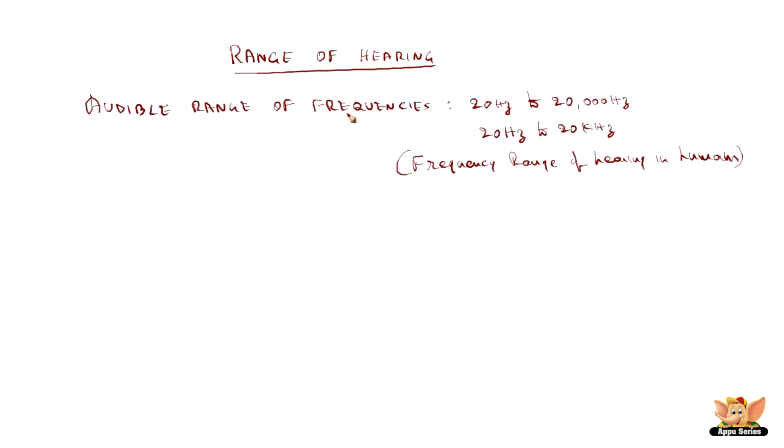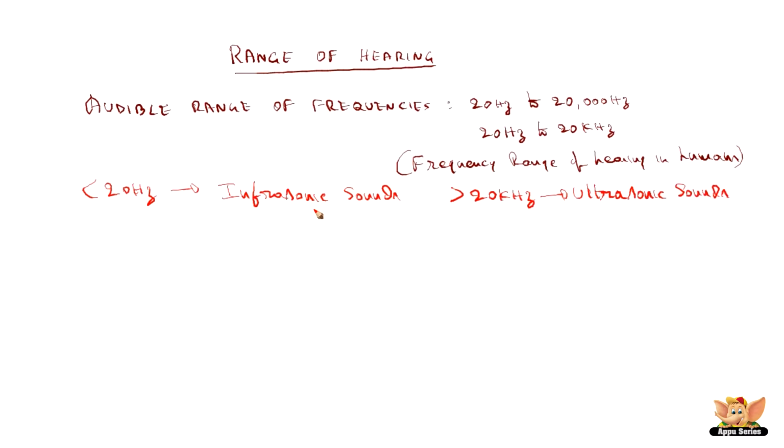So the audible range of frequencies in humans is 20 Hz to 20,000 Hz, and 20,000 Hz can be written as 20 kHz. Now, what about the frequencies below 20 Hz and above 20 kHz? How are those sounds defined and how are they understood? The frequencies less than 20 Hz are called infrasonic frequencies. Sonic means it has to do with sound, infrasonic sounds. And the frequencies greater than 20 kHz are called ultrasonic sounds.